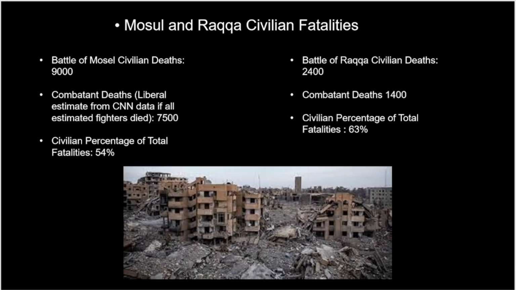Despite the difficulty in obtaining precise data, if we want to use the estimates provided, the ratio of civilian deaths paints a grim picture. Approximately 54% of those killed in the Battle of Mosul were believed to be civilians, according to AP, and when examining Raqqa, the civilian casualty rate was roughly 63%, a testament to the severe and disproportionate effects of warfare on urban civilian populations.